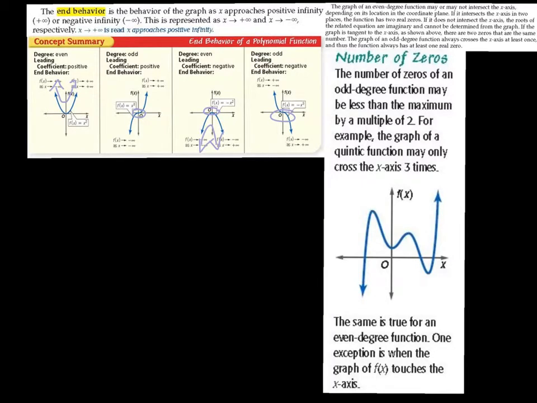The number of zeros in an odd degree function may be less than the maximum number by a multiple of 2. For example, the graph of a quintic function may only cross the x-axis 3 times. The same is true for an even degree function. One exception is when the graph of f of x touches the x-axis.